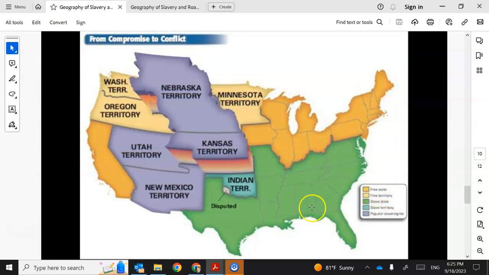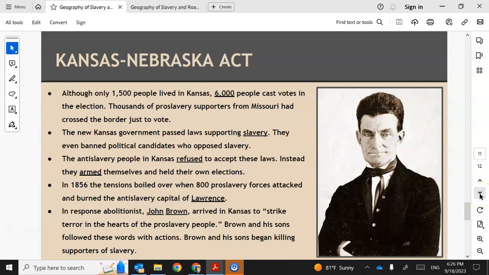So now we've got Indian Territory, Kansas Territory, Nebraska Territory, all this dispute. These purple areas are where popular sovereignty, or the people, get to decide. And this is going to create more conflict. There were only 1,500 people living in Kansas, but over 6,000 voted. As I said, you're going to do everything you can to have your say.